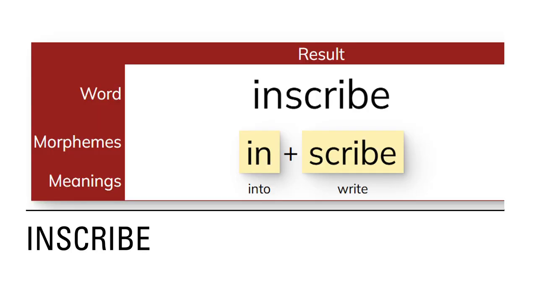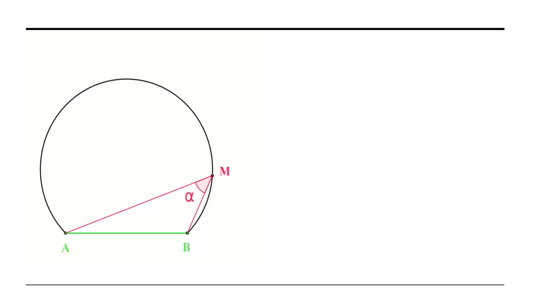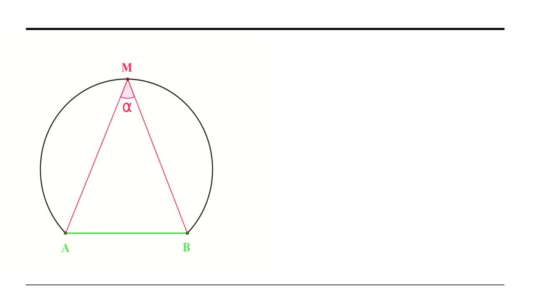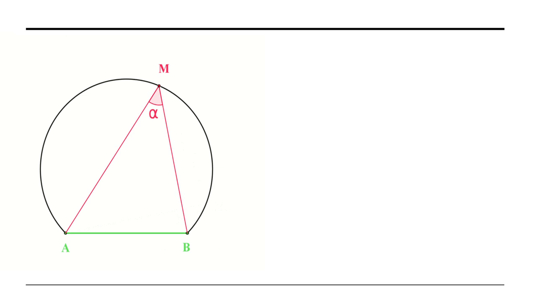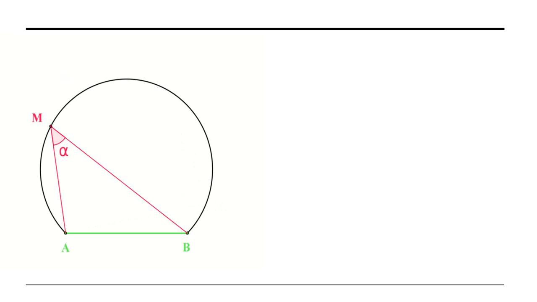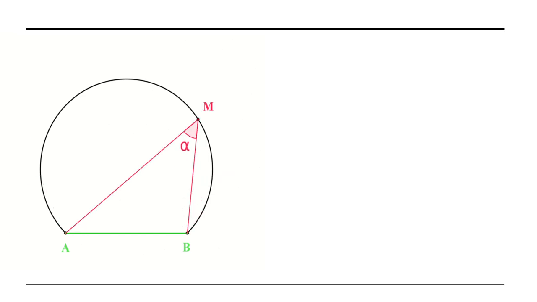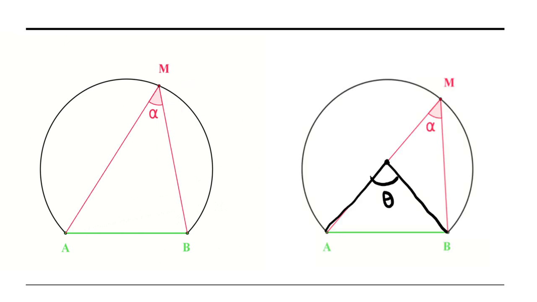The morphemes for inscribe are written into: scribe is write and in is into. So when I write an inscribed angle, it's inside of the circle. Here's an animation showing that that angle doesn't change as long as it cuts off the same chord or arc. It's going to be the same size angle no matter where I draw it on the circle. All of these are inscribed angles with their vertex on the circle, and they all have the same measurement because they cut off the same arc.